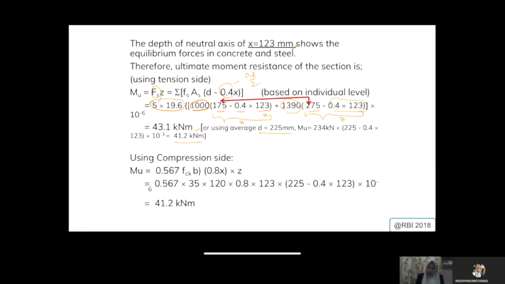So your MU will be taken like 254 kilonewton multiplied with... All right, so that one's the tension side.